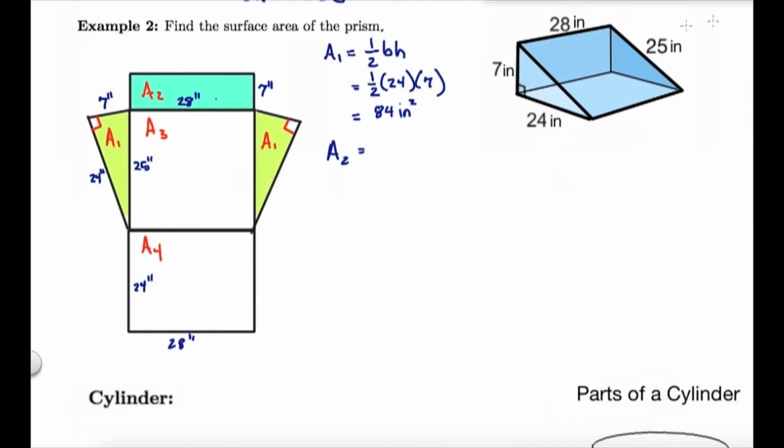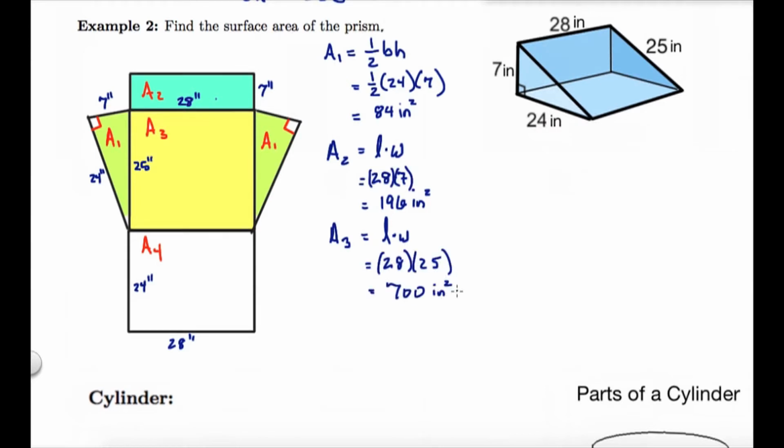Now the others are just straightforward length times width. So I've got A2 is 28 times 7, it's 196 square inches. A3 is our largest rectangle. It's a 28 by 25 rectangle. We do that, we get 700 square inches. And then the last one, A4, and this pink, it's a 28 by 24. We multiply those together. And then we're going to add all these up.